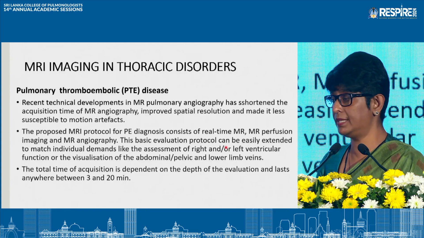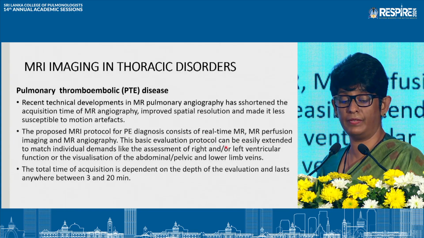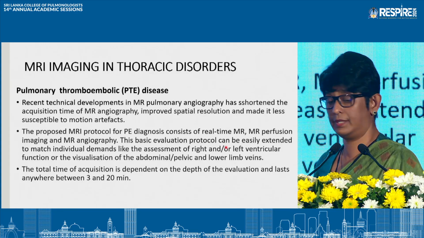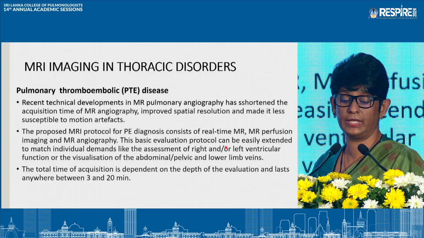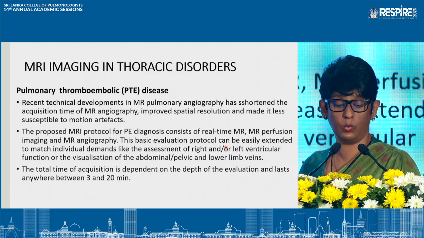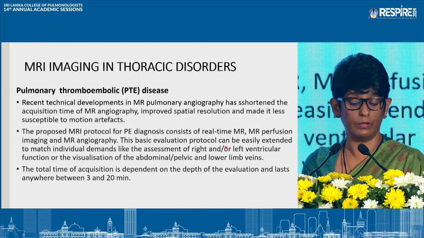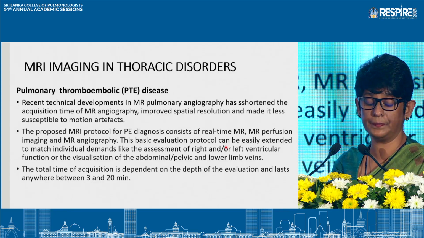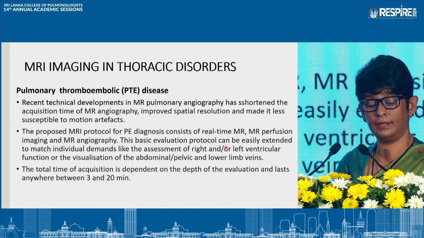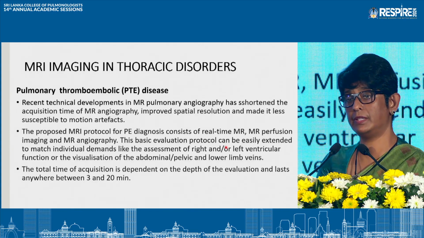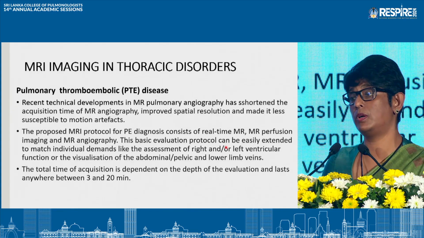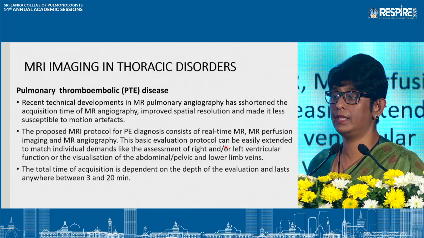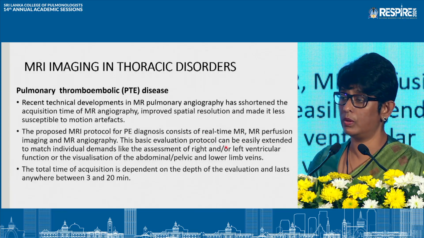Then pulmonary thromboembolic disease. Also, with the development of newer sequences, the time required to acquire a pulmonary angiogram has become less and less. So the total time of acquisition is dependent on the depth of the evaluation, and it will take from 3 to 20 minutes. If you want the basic set of images, you can get it done in 3 minutes, but if you want to assess pulmonary function and the heart and the myocardium, then it will go on for about 20 minutes.